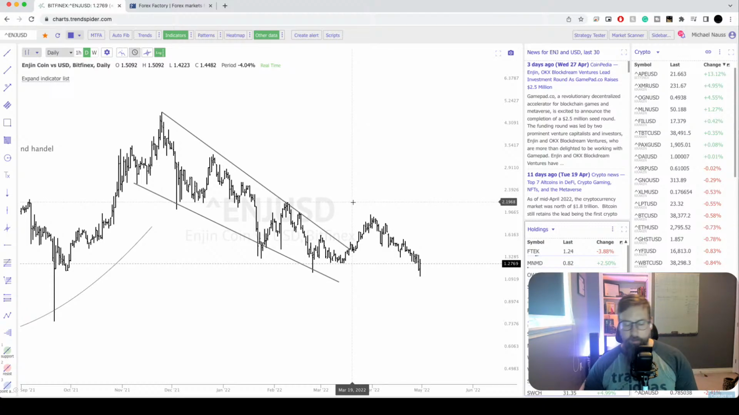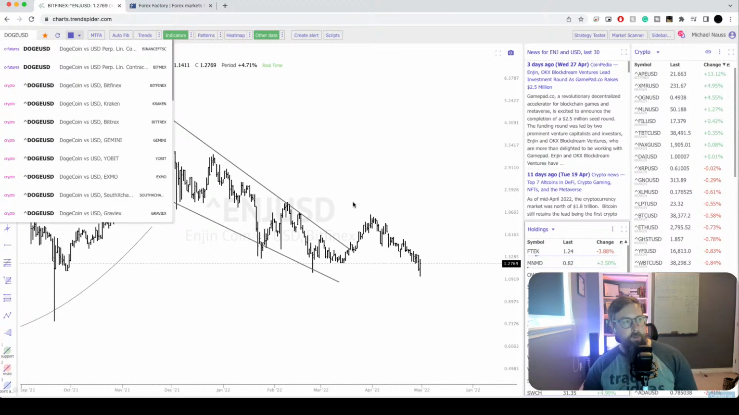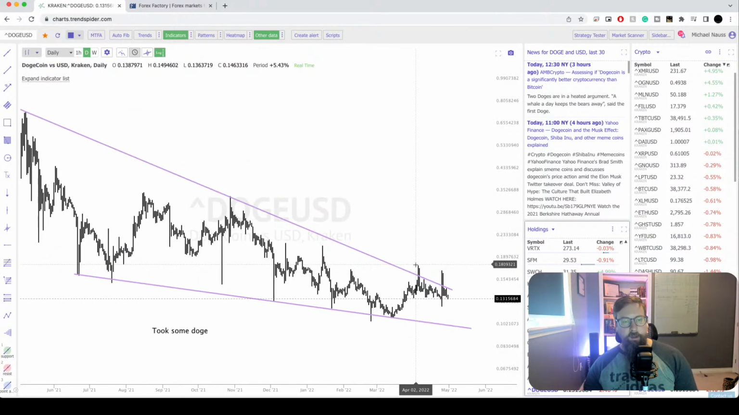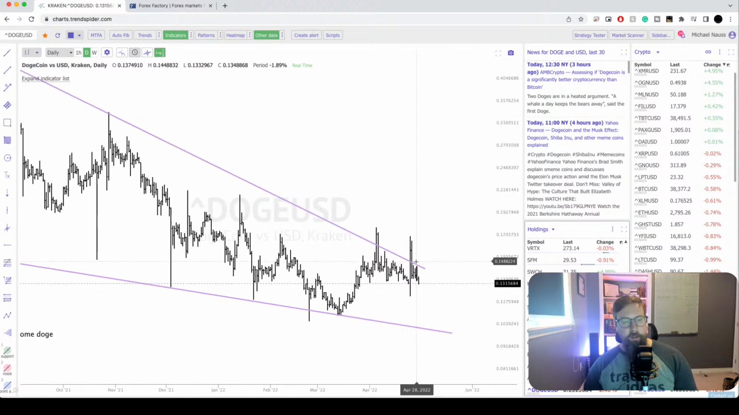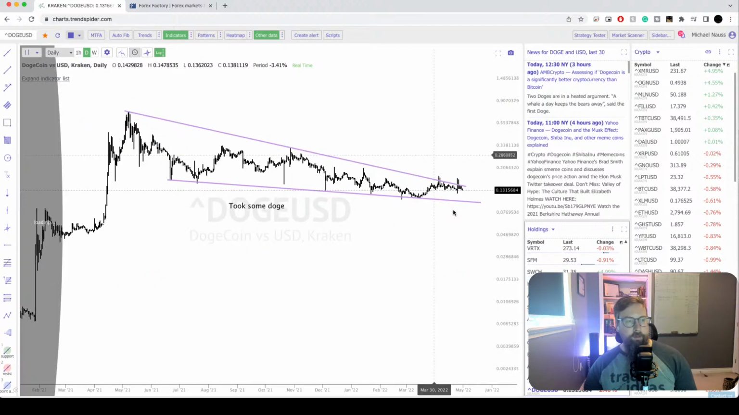the only other one that I'm kind of interested in, I'll go here with Doge. I am in some Doge, down a bit on it. Basically, I took some as it broke this declining wedge, and my stop's under that right there. So my hope is that this thing's going to continue higher.